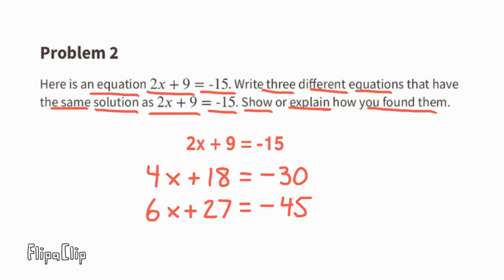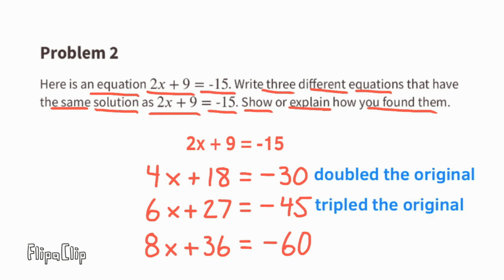And I could quadruple the original three terms. 2x times 4 is 8x, 9 times 4 is 36, and negative 15 times 4 is negative 60. Once again, I doubled the original terms, I tripled the original terms, and I quadrupled the original terms. For all four of these equations, the value for x is negative 12.